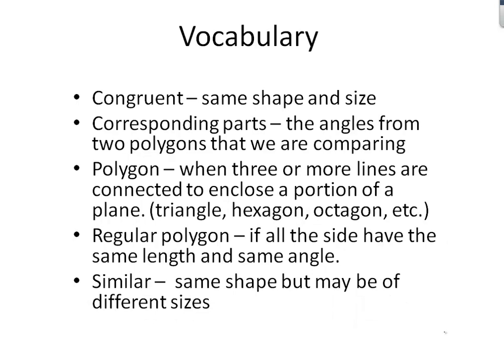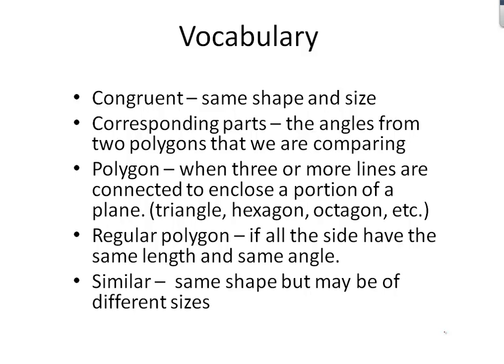For vocabulary, the first term we have is congruent, which means the same shape and size. Corresponding parts means the angles from two polygons that we are comparing. So if we were talking about the corresponding parts of our hands, we might talk about the back side of our hands. If I was talking about my right hand and I said, what corresponds to the back side of my right hand on my left hand, you would say the back side. The back sides, or the tops of my hands, correspond with each other.